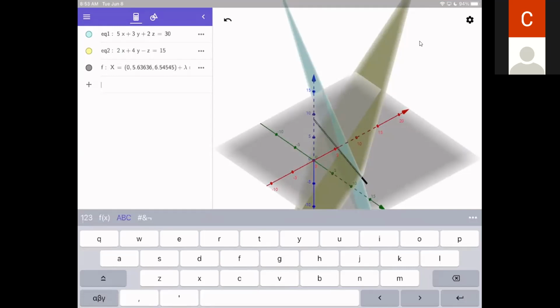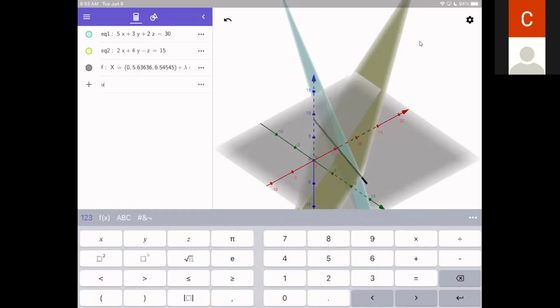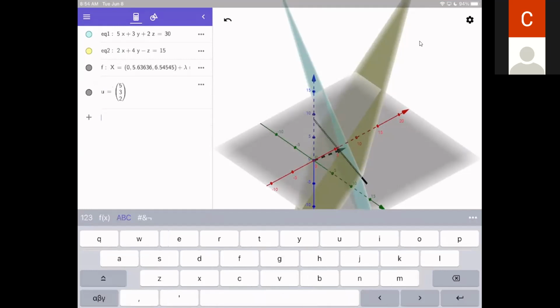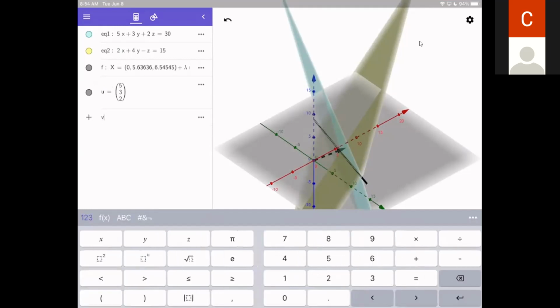Let's see, I don't think I can call them N1 and N2. I think I'll just call them U and V. So U will be the vector 5, 3, 2. Maybe a picture is worth 1,000 words. So let's make one since we can.